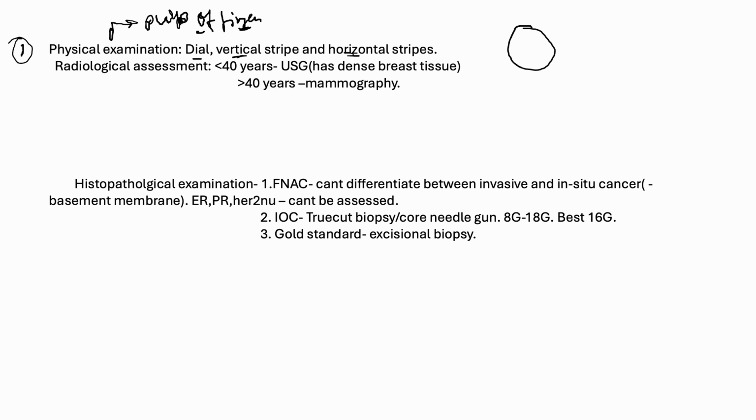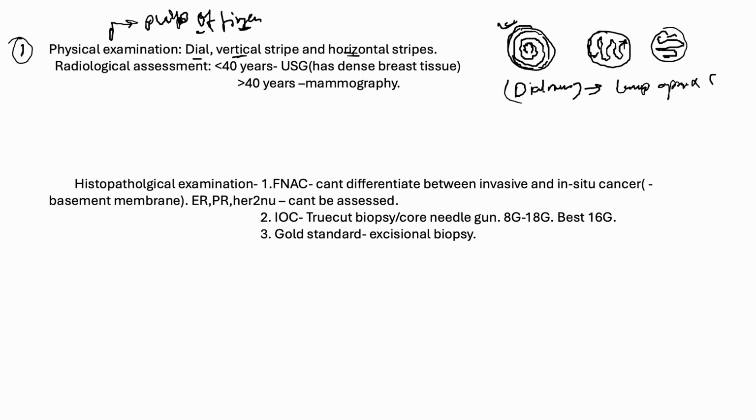What does that mean? If this is the breast tissue, suppose, in the dial method, we go from the NAC, nipple areolar complex, and go circularly as a dial. In vertical stripe, we start like this and we go like this. In the horizontal stripe, we go from medially to laterally, right? The dial method is the best method. And how do we report? We report that there is a lump, approx size, at 3 o'clock, suppose.